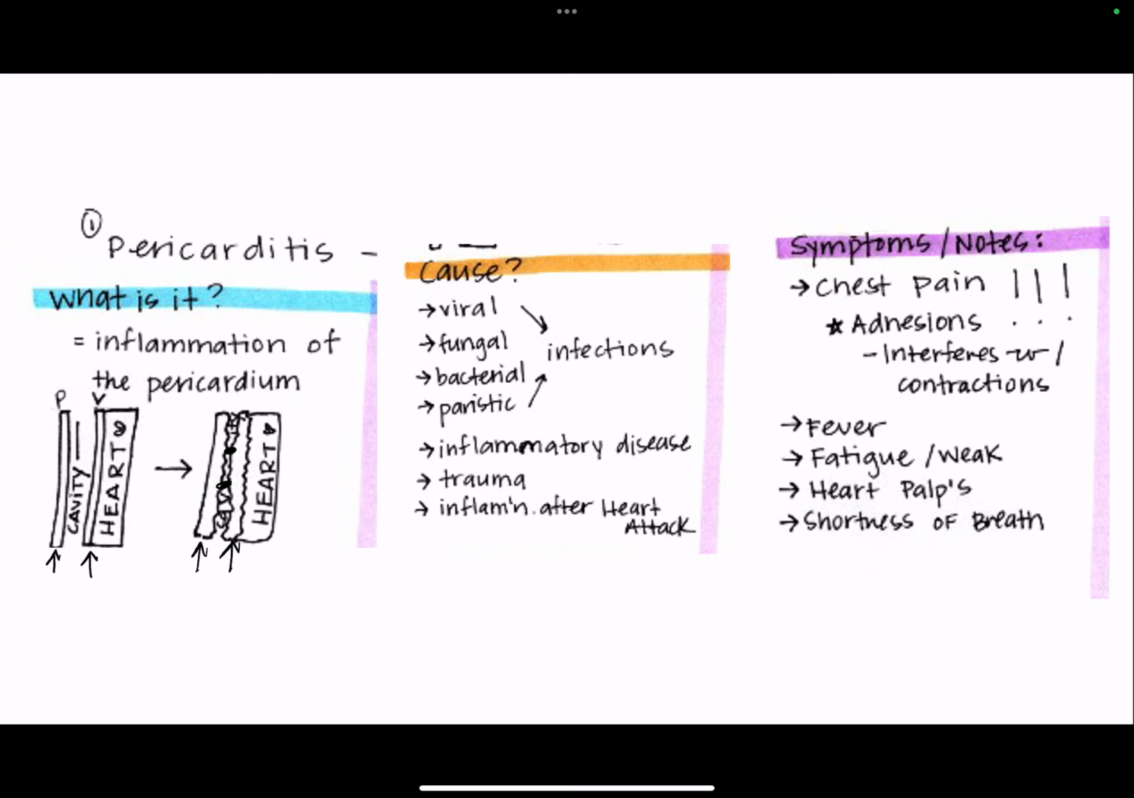Because sometimes it's associated with infections, you may have fever. You're going to have fatigue or weakness because of the interruption of heart function. You may have heart palpitations and then shortness of breath as well.